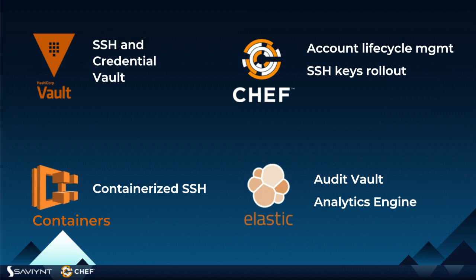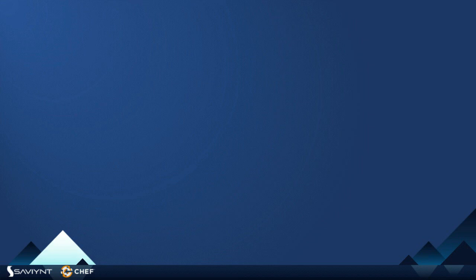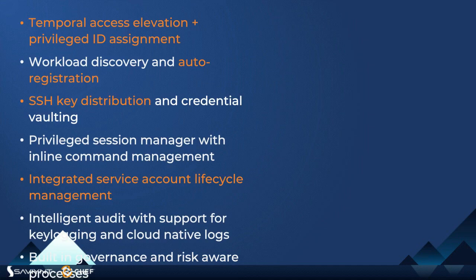So again, with these 4 cornerstones, and if I look at all the challenges, the key design principles to build a cloud PAM solution would be, number 1, the access elevation should be temporal in nature. The solution should not have to create separate privileged IDs for your users, because again, it creates more issues in your user lifecycle management. Number 2, the concept of auto-registration and workload discovery becomes extremely important in cloud.